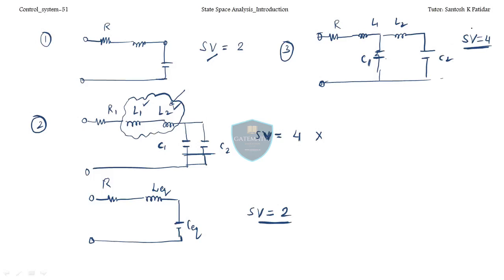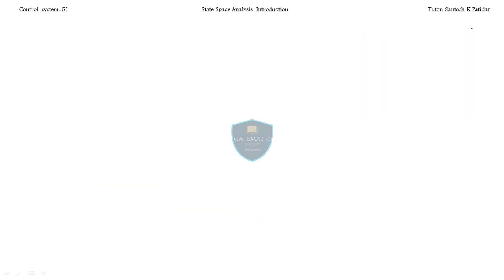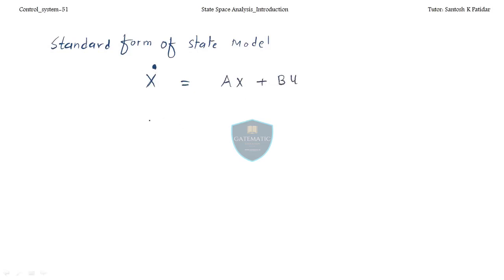Correct. Now let me start the state variable. So the standard form of the state model is given by this equation. This is the differential term, okay? Ax plus Bu, and here I'll give the output, and that is Cx plus Du.